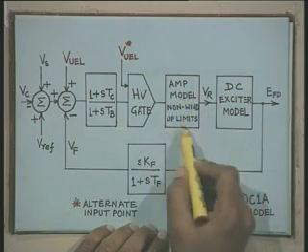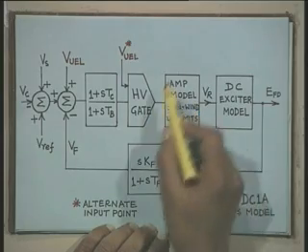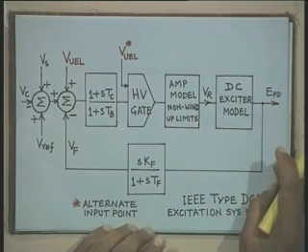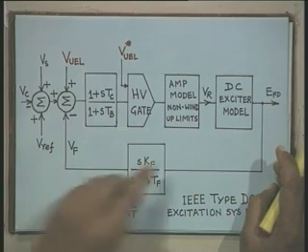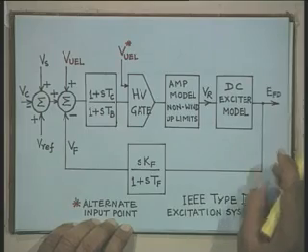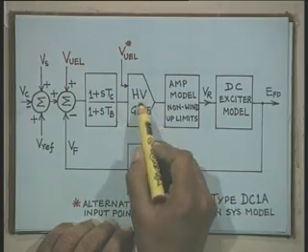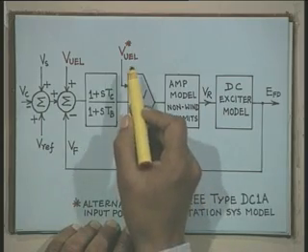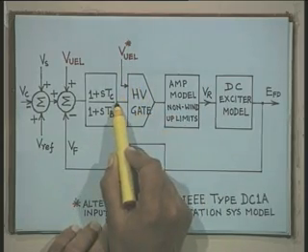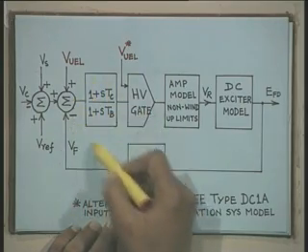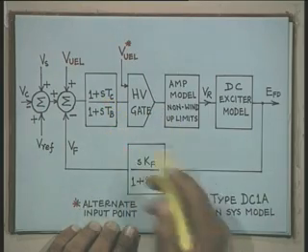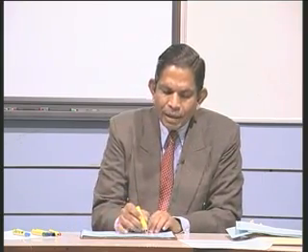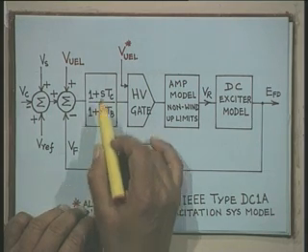Then we have another model called the amplifier model, that is, we require an amplifier. I am showing the amplifier with non-windup limits. In this block diagram, the amplifier transfer function is KA divided by 1 plus s times TA, with VR max and VR min limits. Then the input to this amplifier comes through an HV gate, and this HV gate gets a signal from a transfer function, which is normally called a compensator. For obtaining the desired performance of the DC excitation system, we may add a compensator in the forward loop. So this is basically a compensator.